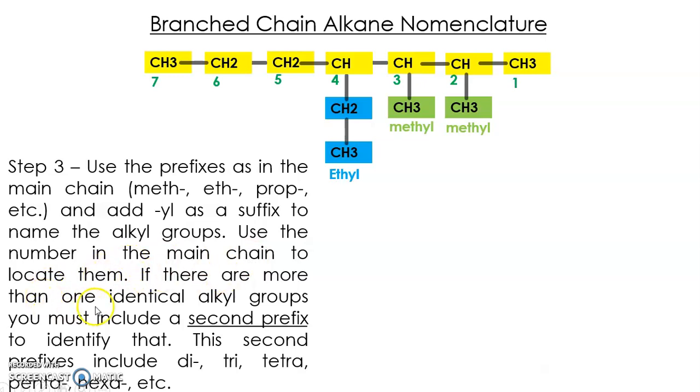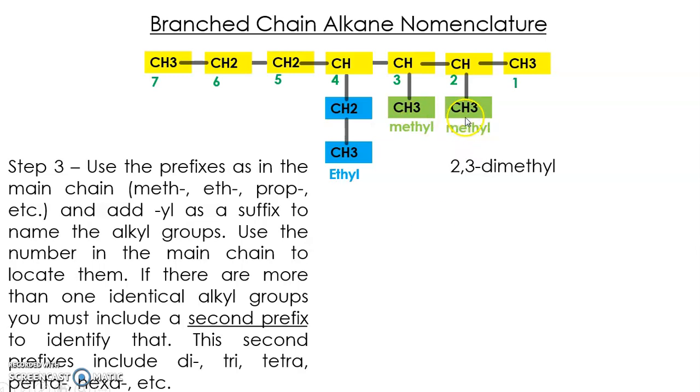If there are more than 1 identical alkyl groups, you must include a second prefix to identify that. This second prefix includes di, tri, tetra, penta, hexa, and so on. So as you guys can see, if we have more than 1 alkyl group that are identical, we need to use our common prefixes to actually identify them. So in this case, we are not going to use meth, eth, prop, and but. We will be using di, tri, and tetra. Mono is not needed. So we have in here then 2 methyls.